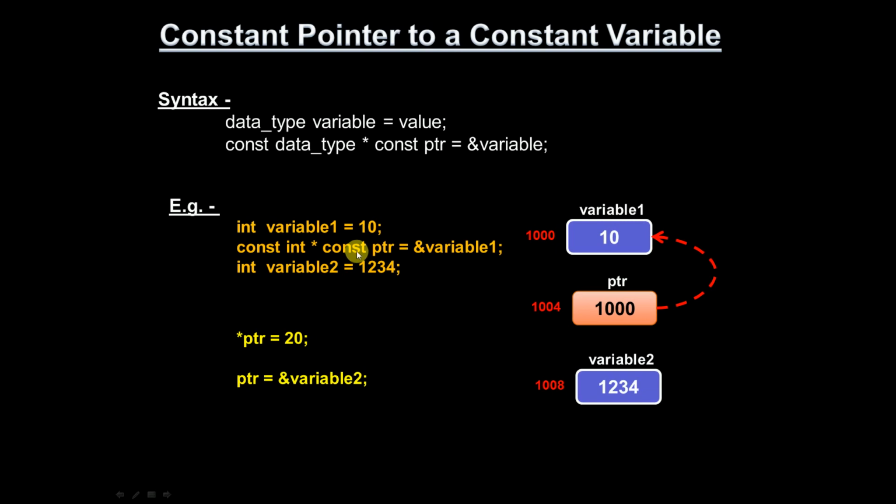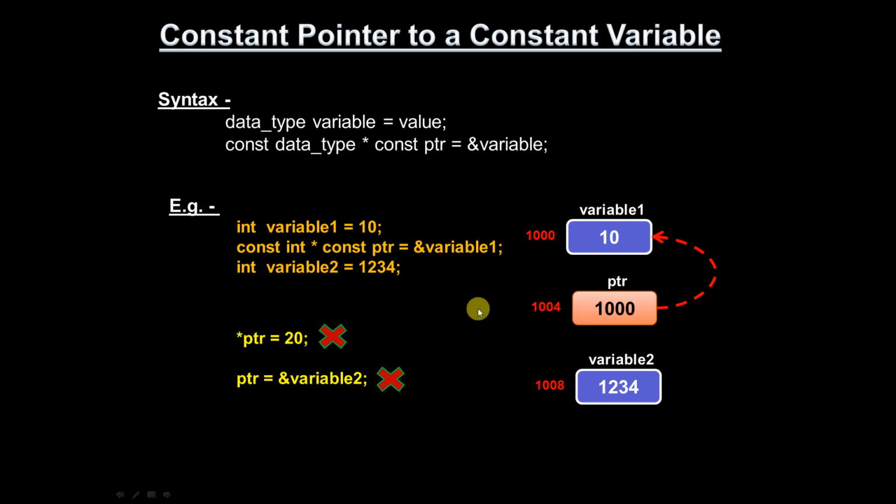So the pointer is also constant, and the value present inside the pointer is also constant. So you cannot do both the operations. Both are illegal operations, both are not allowed. Here also the declaration and definition have to be present in the same line. You cannot split it into two different lines. This is how a constant pointer to a constant variable will work.